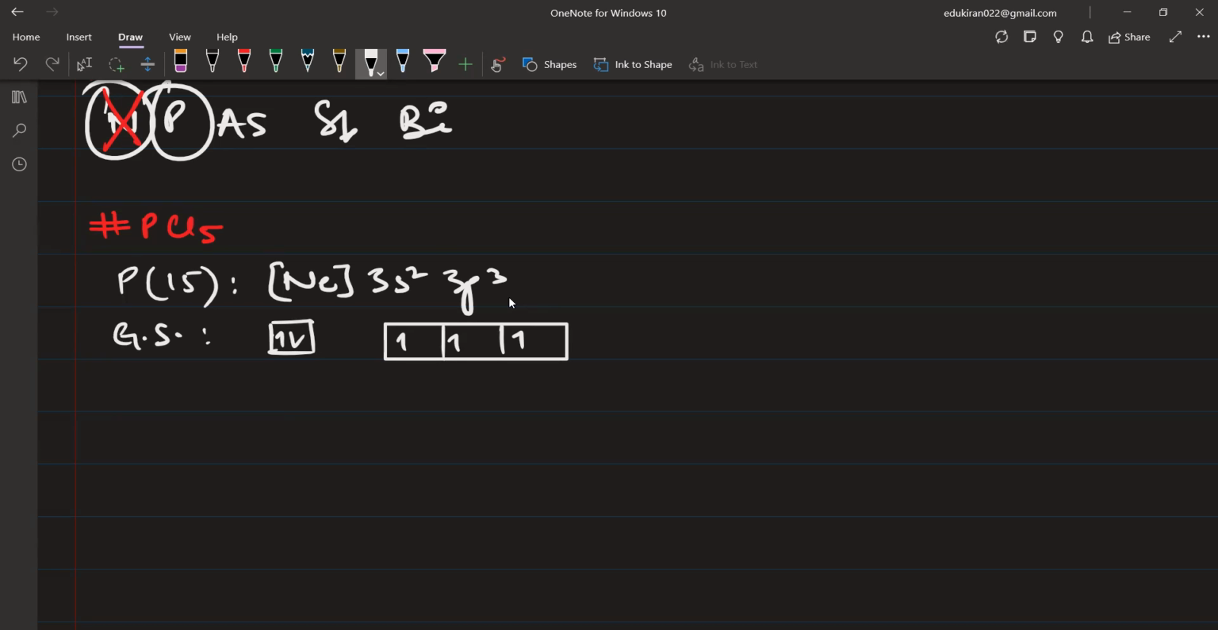Why? Because this PCl5 is making how many bonds? It is making 5 bonds. How many unpaired electrons do we have here? We have only 3 unpaired electrons. Now promotion of electron will happen. But where will the promotion of electrons happen? So please see, this is 3s, this is 3p. Now, even though we are not writing 3d, in the third shell we will have the 3d subshell. So the 3d subshell will be there.